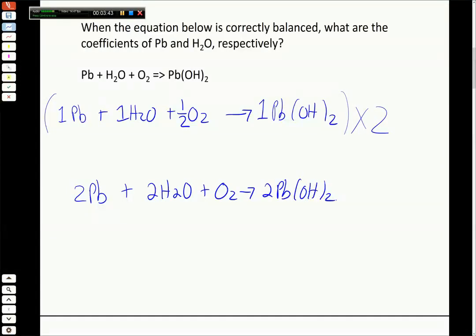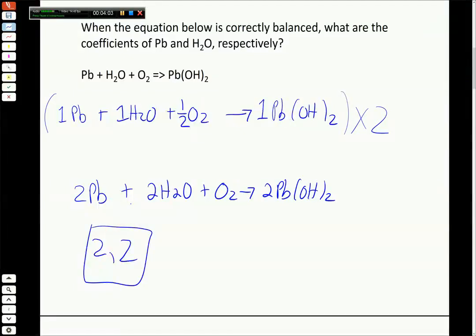Alright, so that's the final balanced form of this equation. This is asking for coefficients of lead and water, so it would be 2 and 2. Alright. It is possible to balance this with coefficients of 1, but that requires you to have a fractional coefficient. And so in the final balanced form of the equation, we want to get rid of fractions, and this is the correct way to do it.